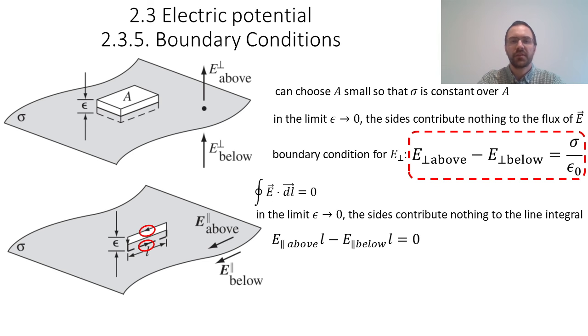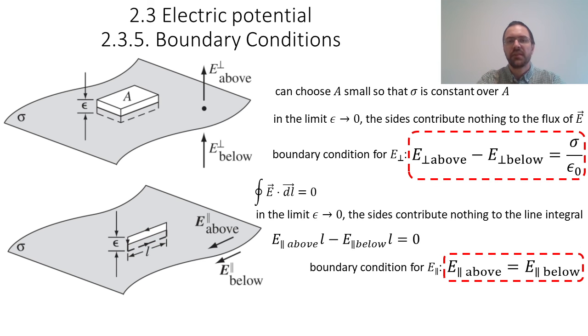The sign difference here comes from the fact that the positive direction for dl is opposite above and below the surface. This relation gives us that the field parallel above and the field parallel below the surface have to be equal. In other words, the parallel component of the electric field is continuous across the charged surface. Only the perpendicular component is discontinuous.